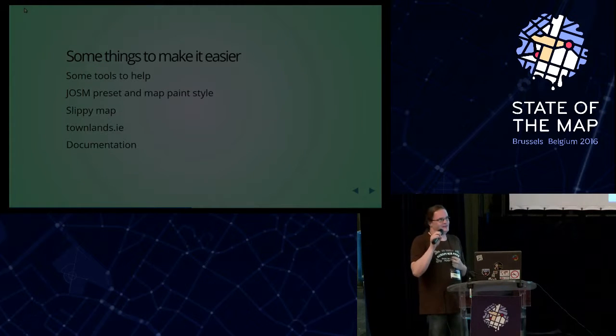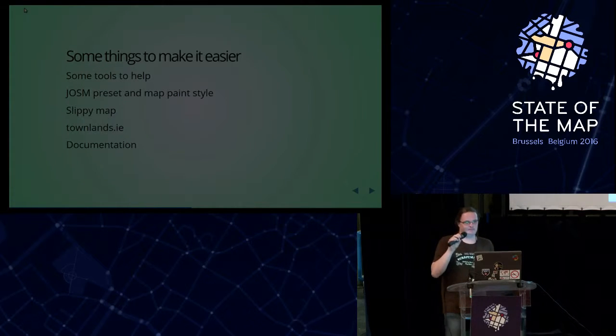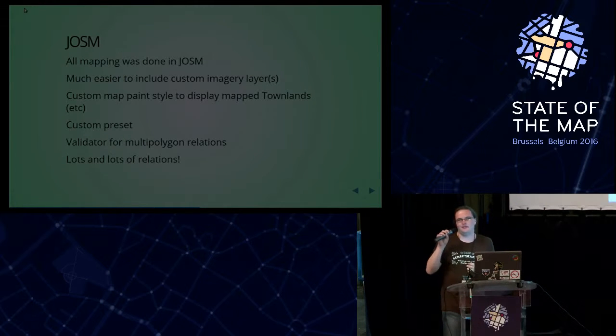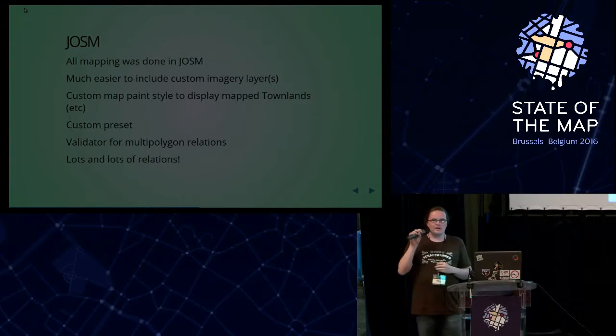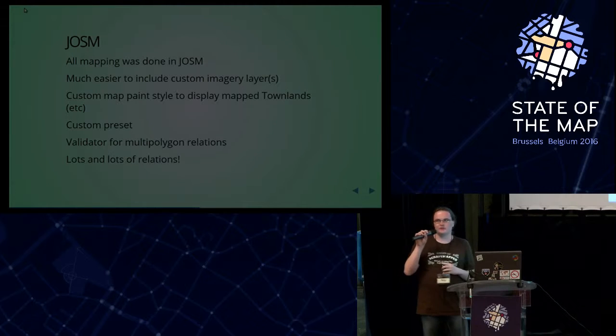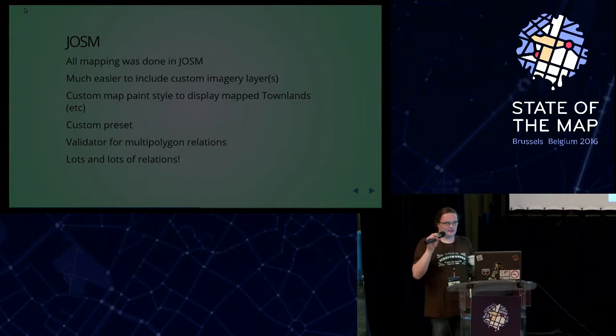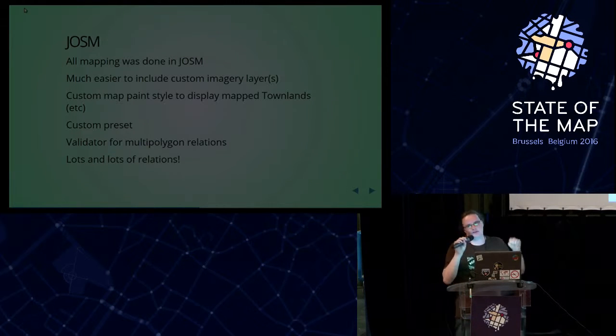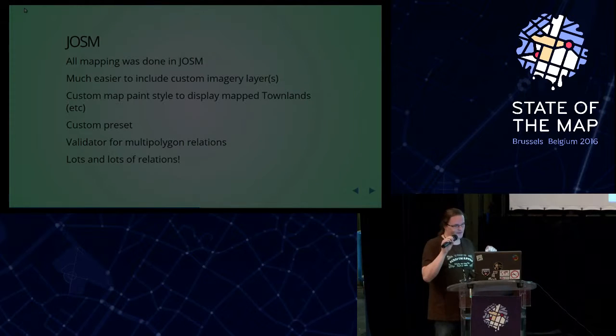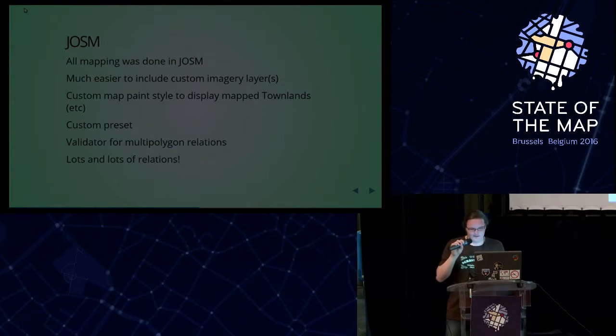Some things make this easier. JOSM, Sleepy Map, Townlands. So JOSM, we did basically all our mapping in JOSM because we had custom imagery from Map Warper layer thing. We had a preset for the tags, and then we had a map style so you could see the map and see where it was. It's multi-polygons all over the place, so validator is good there.